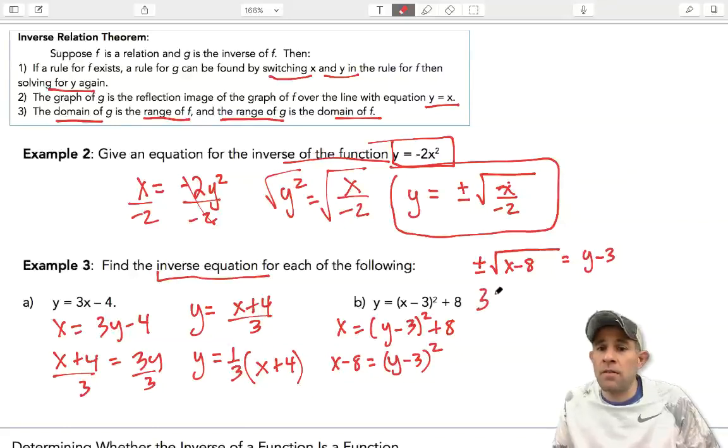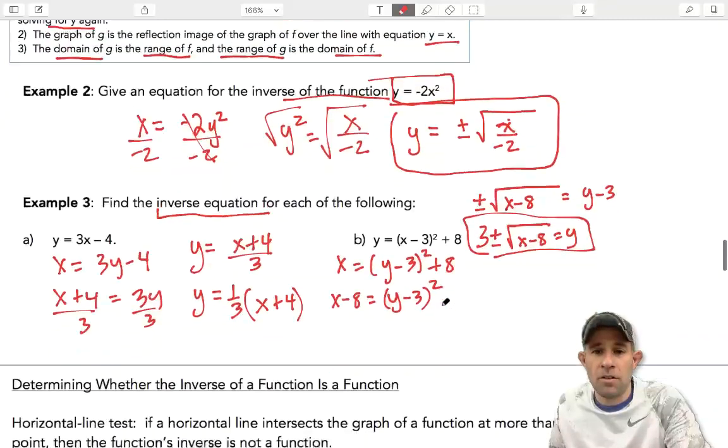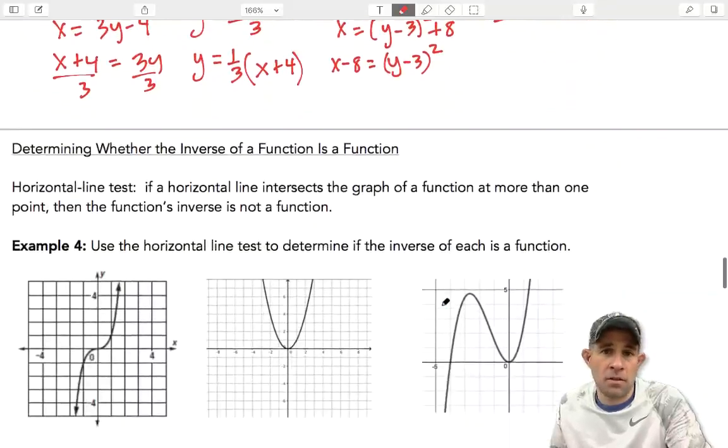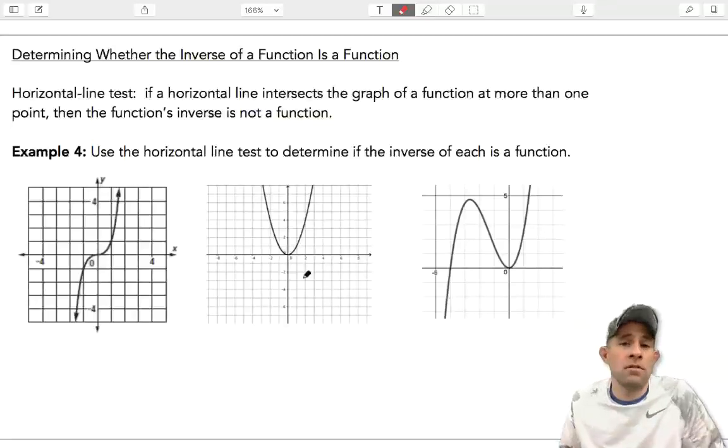We're actually going to add it in front, so we'll say 3 plus or minus the square root of x minus 8 is the inverse function of y equals x minus 3 squared plus 8. All right, so that's a little bit about writing the inverse function. Let's see how we can learn how to determine whether the inverse is actually a function.